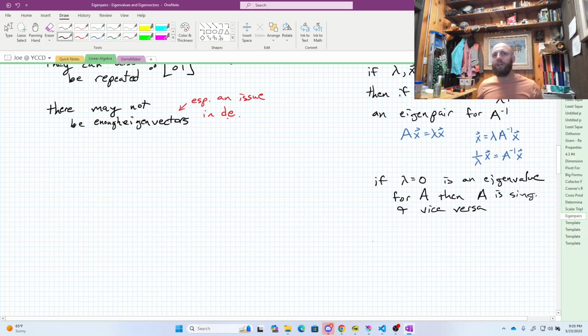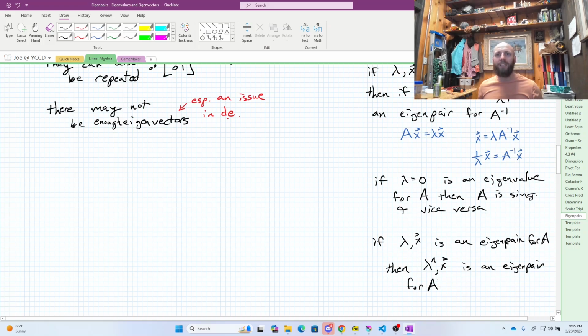And then one more little fact here. If lambda and x is an eigenpair for A, then lambda to the n and x is an eigenpair for A to the n. And that's what I need you guys to know for today.